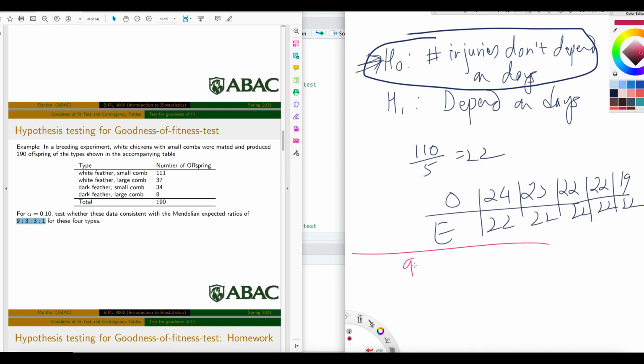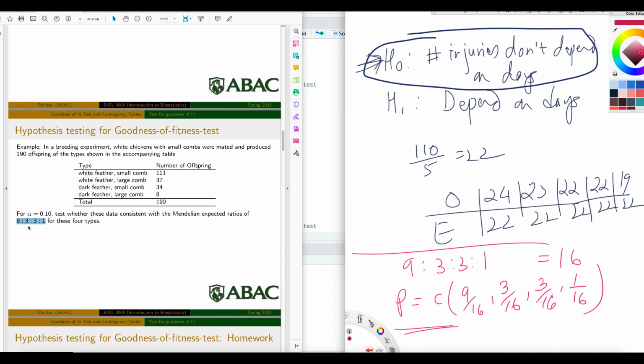See, it is like 9:3:3:1, right? So what is that? The total is 16, because 9 plus 6 is 15, plus 1 is 16. What you do is the p will be c(9/16, 3/16, 3/16, 1/16). This is the probability you will use there, okay? Because the ratio is given in ratio format. So to find the percentages from that ratio, you add them up and divide each of them by the total of that ratio. That will give you the probability.